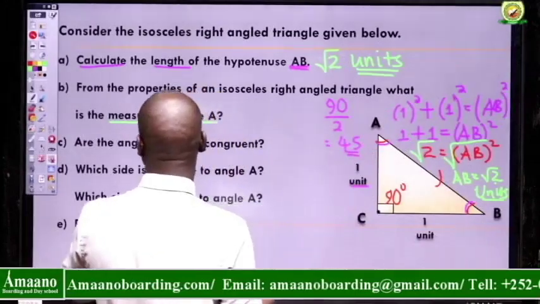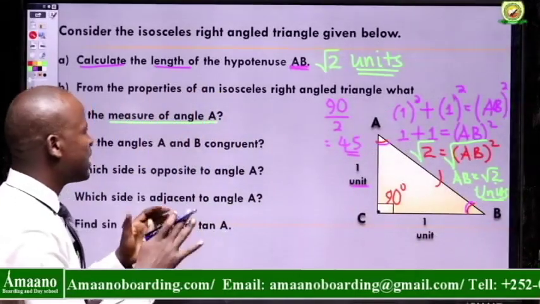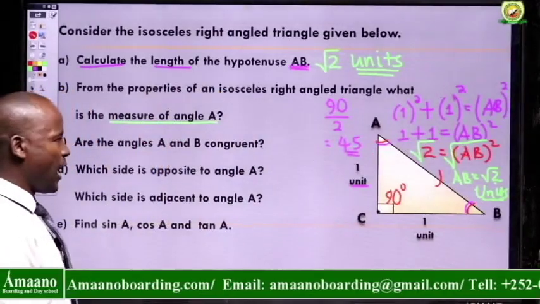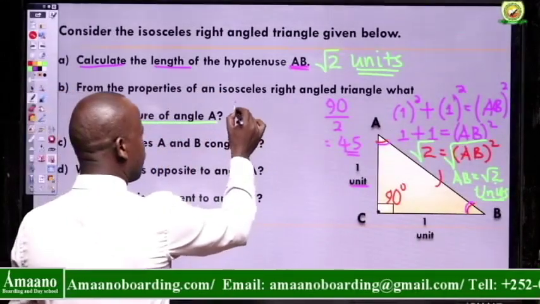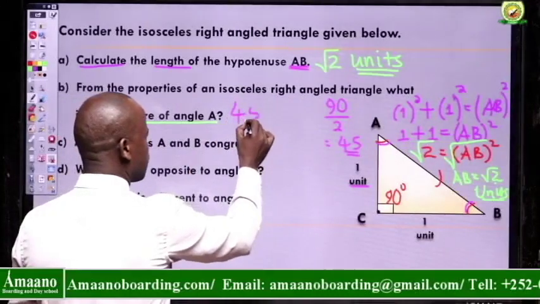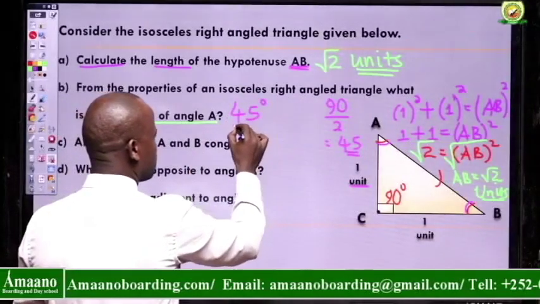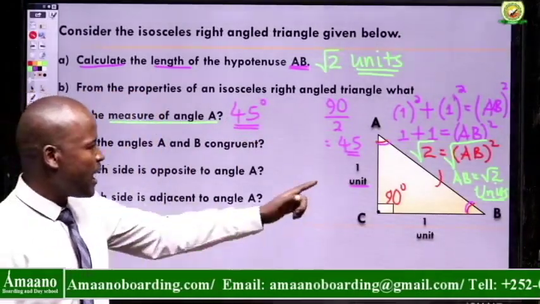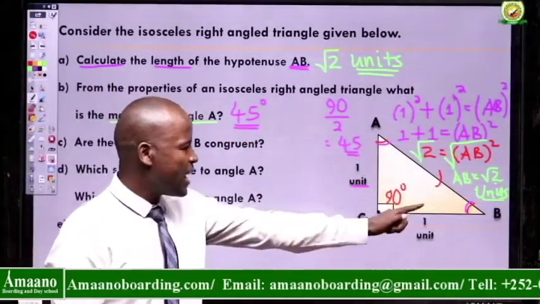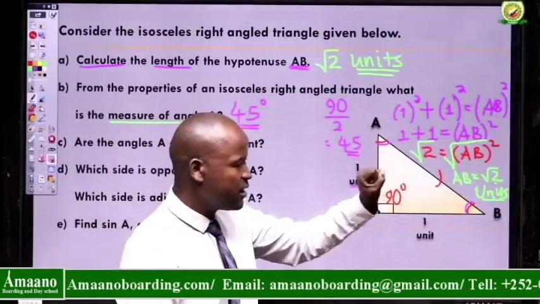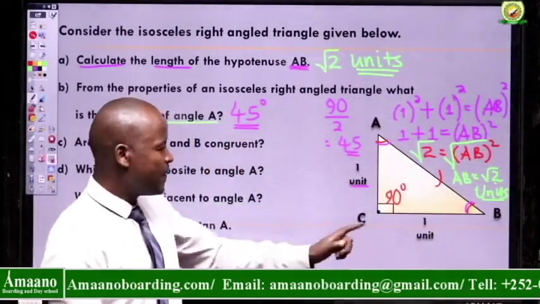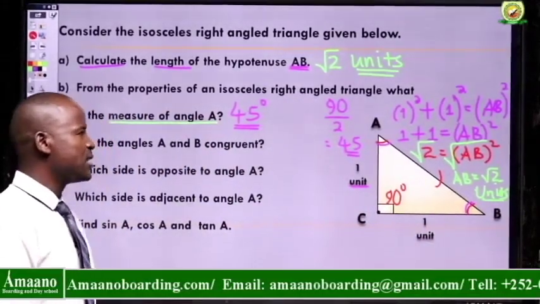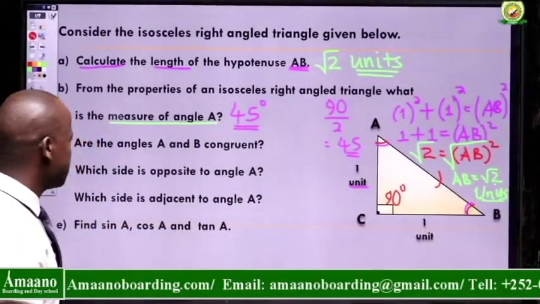So the question here says, from the properties of an isosceles right angled triangle, what is the measure of angle A? The measure of angle A is 45 degrees. Not only angle A, but also the degree measure of angle B is 45 degrees. Now you can check. Angle A is 45 degrees, angle B is 45 degrees. Add these two, you'll get 90, and then plus the degree measure of the third angle, which is C, 90 degrees, will give us 180 degrees.